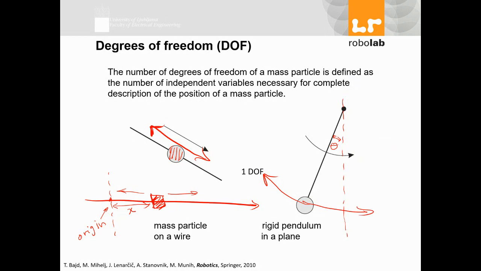So if I have an object which can move on a plane like this, can go up and down, left and right, then by choosing a reference, an origin, to say where your particle is right now, you need to know how much is x, how much is y. We call that 2 degrees of freedom.